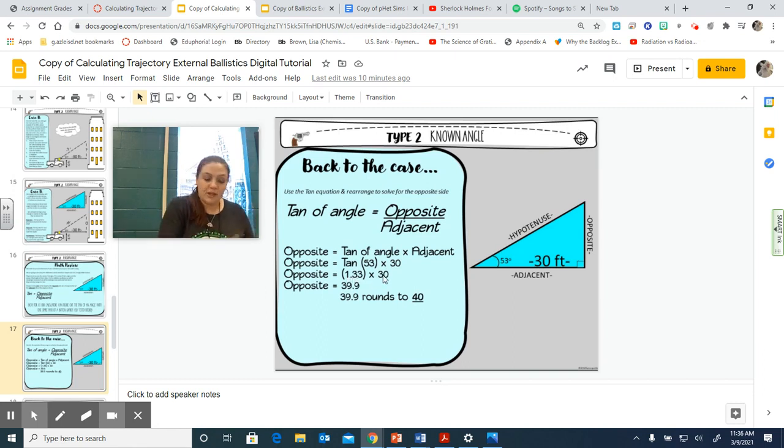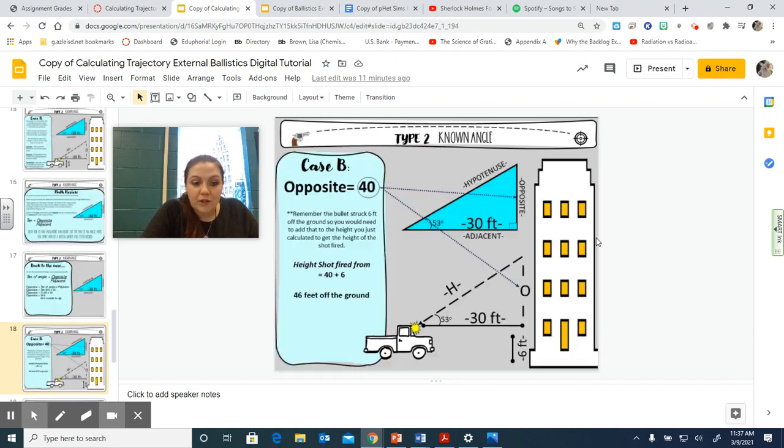So I can put that in to make sure. I go tan 53, and I also got 1.33. Then I multiplied that by 30 because that's the adjacent, and I got 39.8. Mine was rounded a little higher. So rounding up, it rounds up to 40. So we're dealing with the opposite being 40.